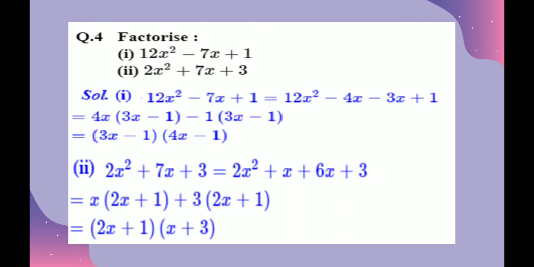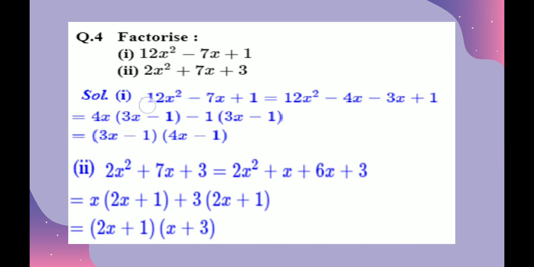So here we will see the coefficient of x square, that is 12, and our constant, that is 1, and we'll find the product of that. So the product is 12 multiplied by 1, which is 12. Now we will find the factors of 12 such that if we multiply those factors we'll get 12, and if we add or subtract them we'll get 7. So here we are splitting minus 7x as minus 4x minus 3x. On multiplying minus 4 and minus 3 we get 12, and on adding we get minus 7.